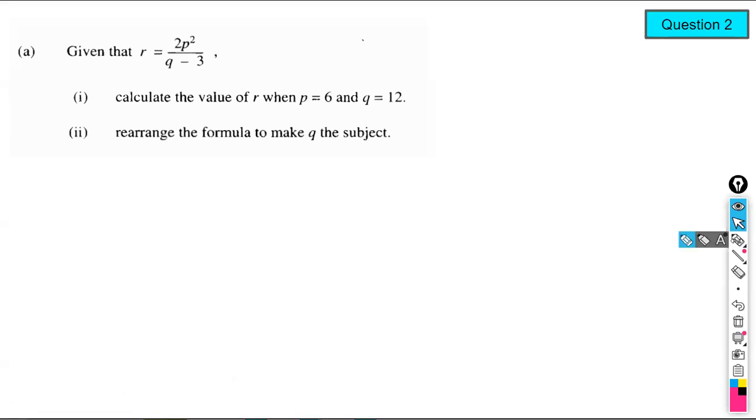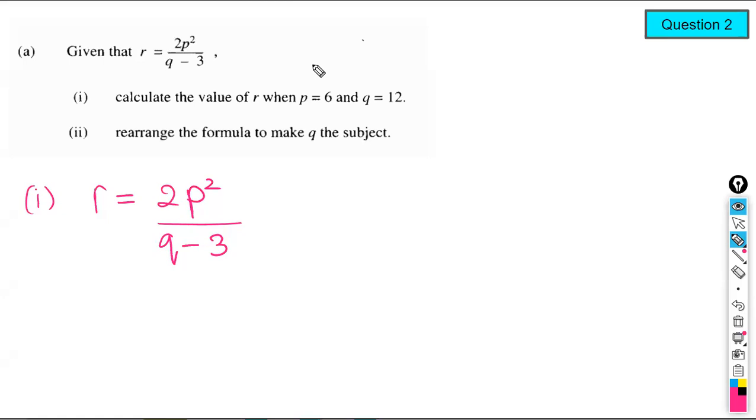For part 1, it's just a simple substitution question. So let me write it back here. R is equal to 2p squared q minus 3. Now, all they want you to do is replace p with 6 and q with 12. So replace the p with 6. Now you notice when I'm doing it, I'm putting it in brackets. Any replacement that you make, you replace it in brackets.